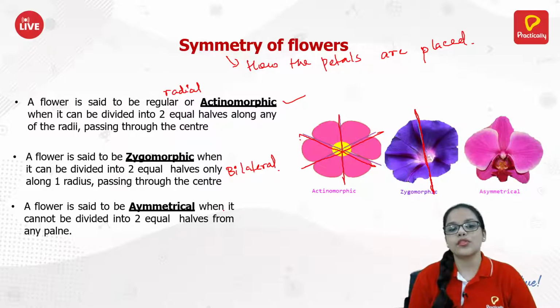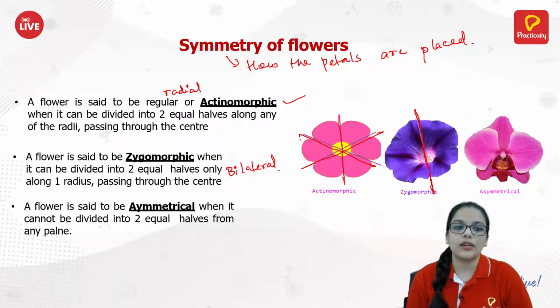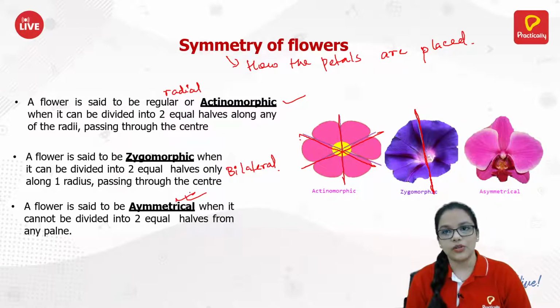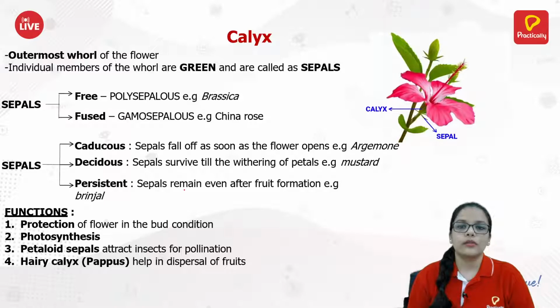And then there is asymmetrical, like sweet pea, where anywhere you cut, it won't be equal. That is known as asymmetrical. Now we'll go to the calyx, that is the sepals.